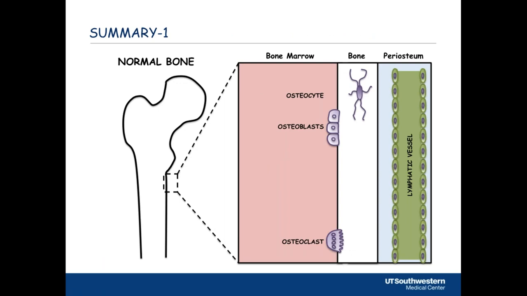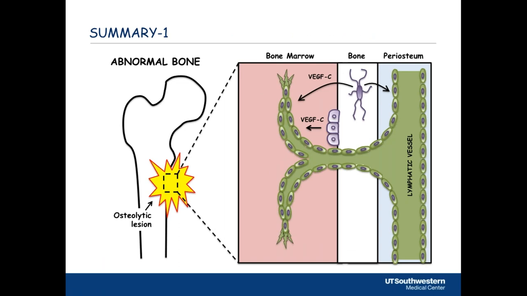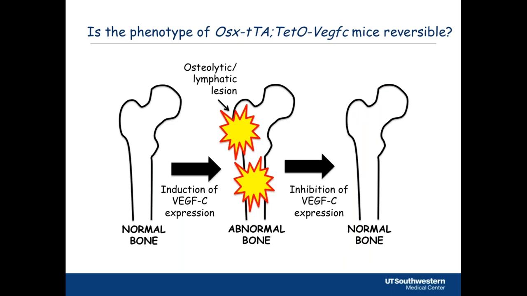So to just summarize this first part of what I've shown so far, normal bones do not have lymphatic vessels. However, expression of VEGF-C by osteocytes, osteoblasts, and chondrocytes stimulates the formation of lymphatics in bone. We also see that our double transgenic mice have more osteoclasts in bone, and that osteoclasts are responsible for destroying bone in our double transgenic mice. And we can attenuate bone loss in our mice by treating them with zoledronic acid.